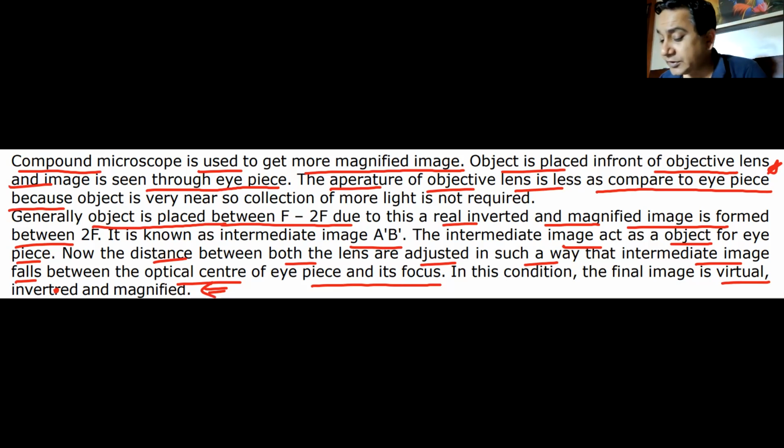I'm finishing this class here by giving you an overview of what a microscope is. Remember what we have done in this particular lecture, because this lecture is going to continue. We have seen what a simple microscope is. A simple microscope is nothing but a simple convex lens. When the object is placed between the focus and the pole, we will see a virtual and enlarged image, but the magnification is not that much.